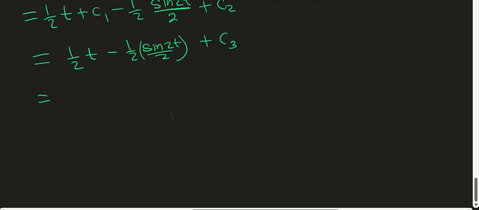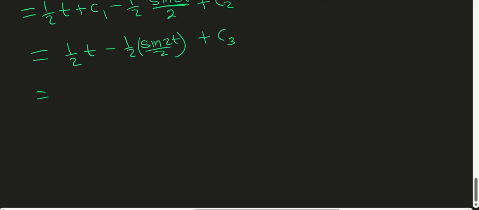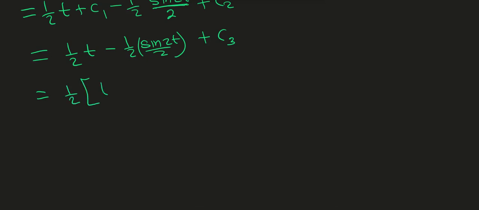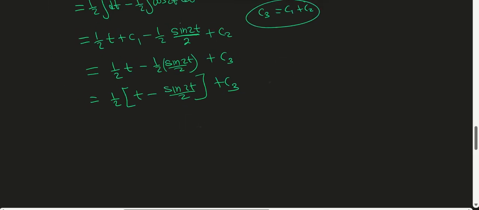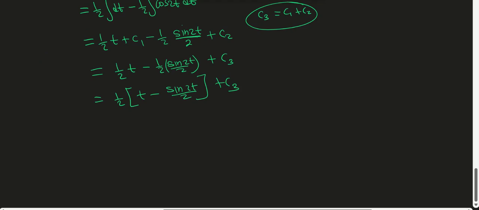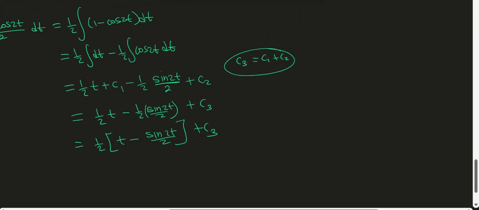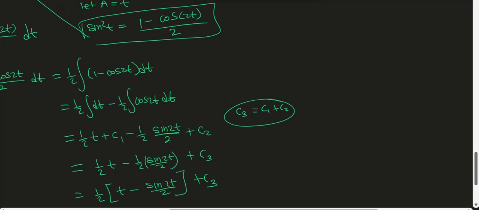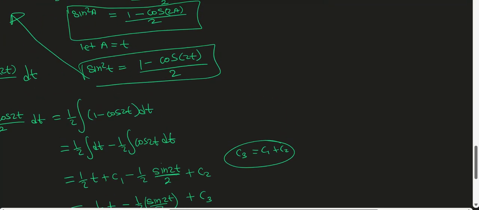And then you can further simplify this to 1 over 2 t minus sine 2t over 2 plus c3. That's it for this video, and you could do this for any such type of problems.